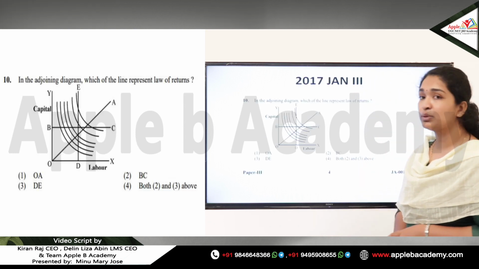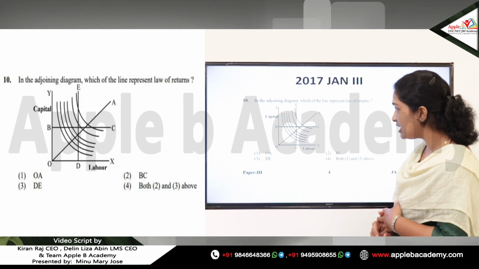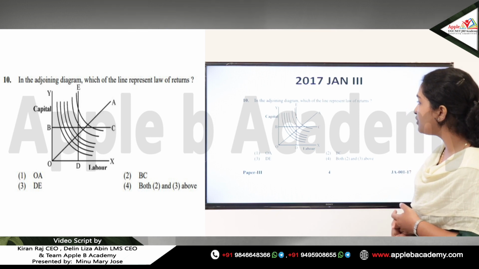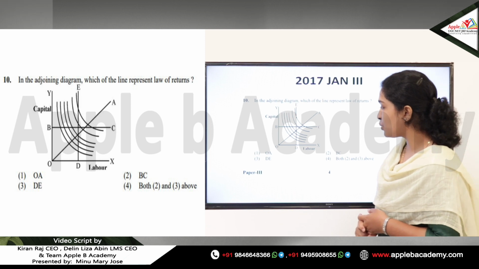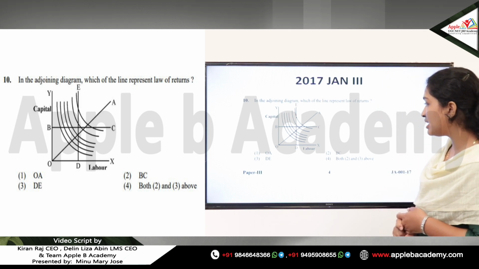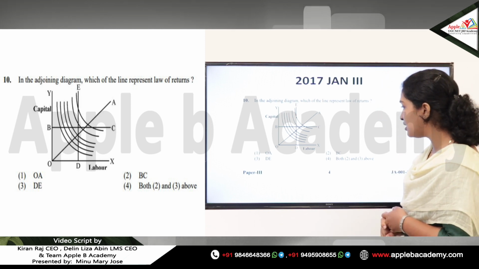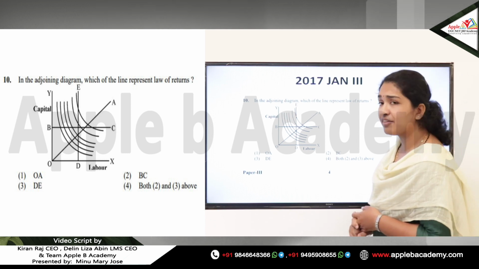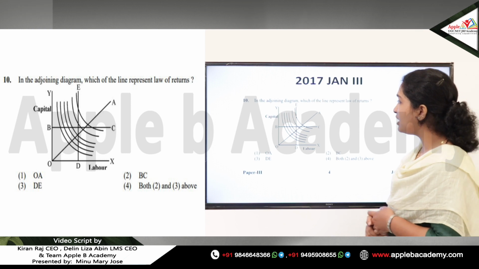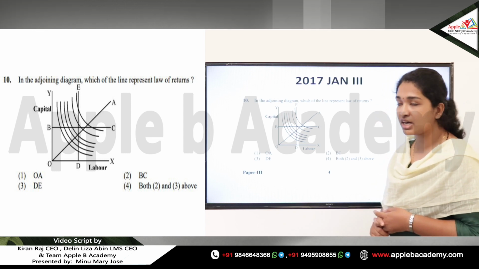Now this is a question from 2017 January paper 3. In the adjoining diagram, which of the following lines represents the law of returns? Option 1 is OA, 2 is BC, 3 is DE, and option 4 is both 2 and 3. Now we have to check carefully what exactly all of these curves correspond to.